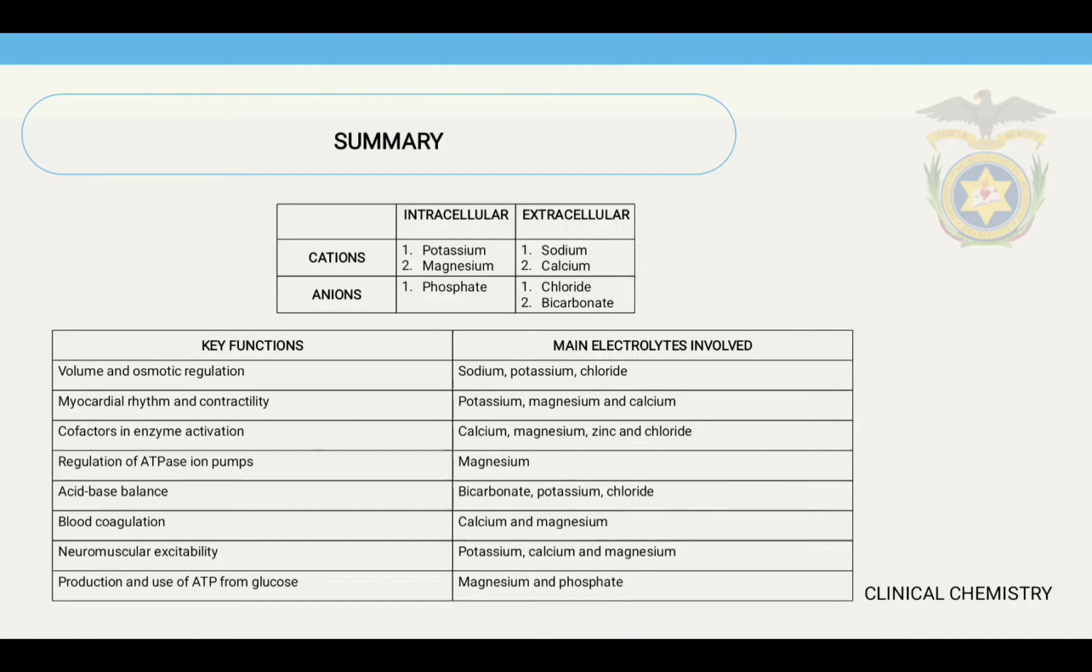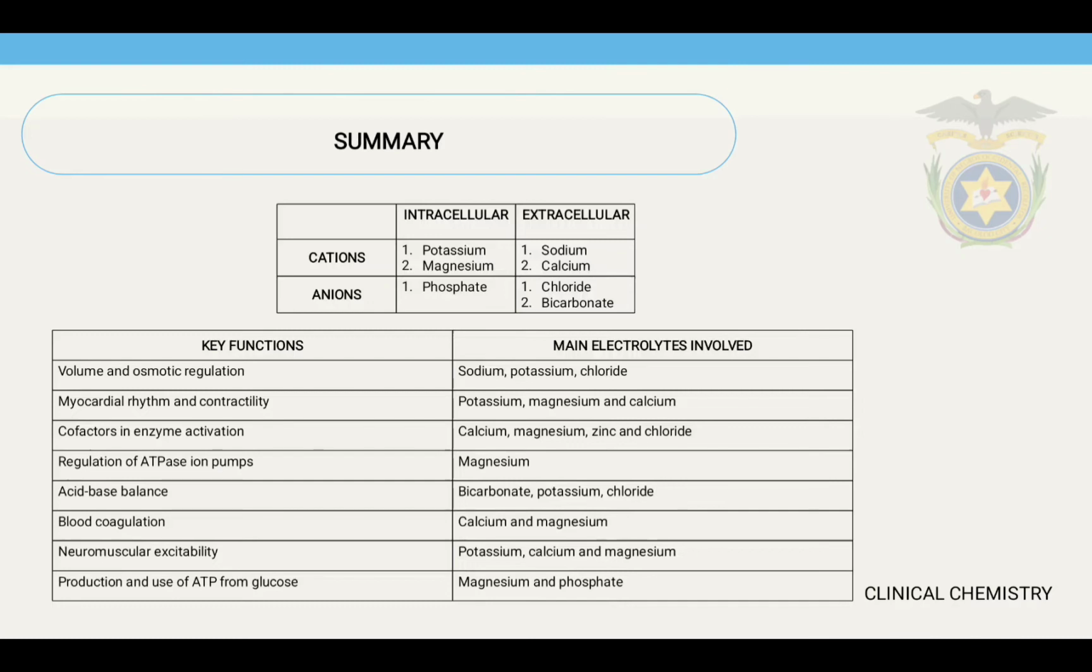So in summary, your major intracellular cations are your potassium and your magnesium. Your major intracellular anion is your phosphate. Extracellular cation is sodium, followed by your calcium, and your extracellular anions are your chloride and your bicarbonate.